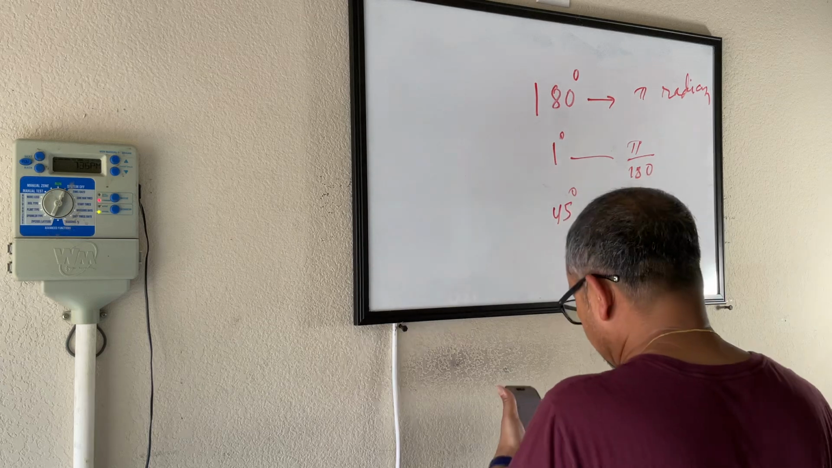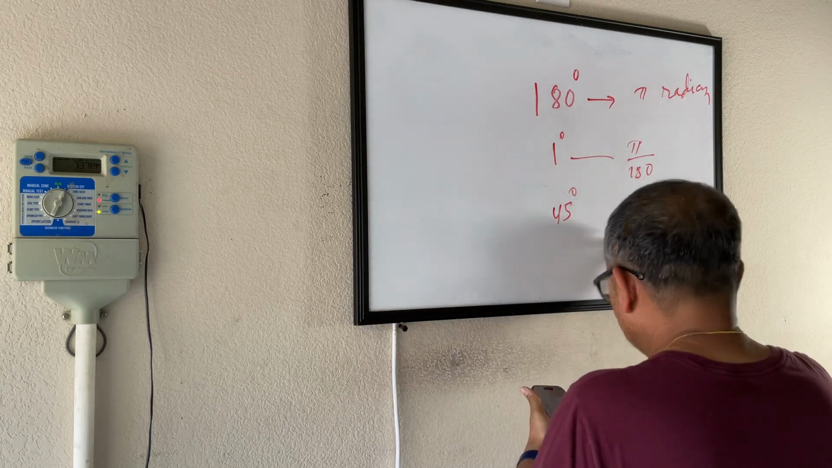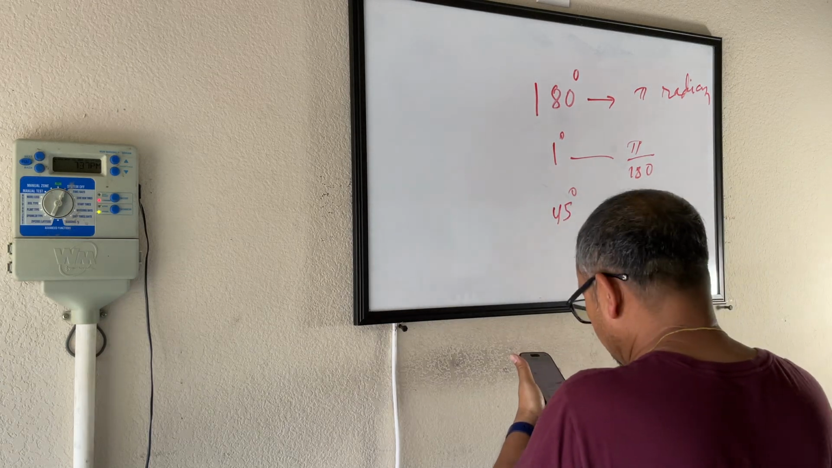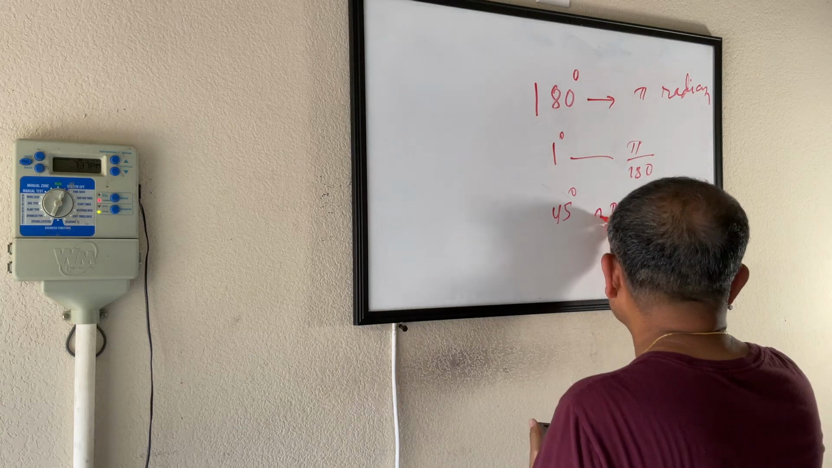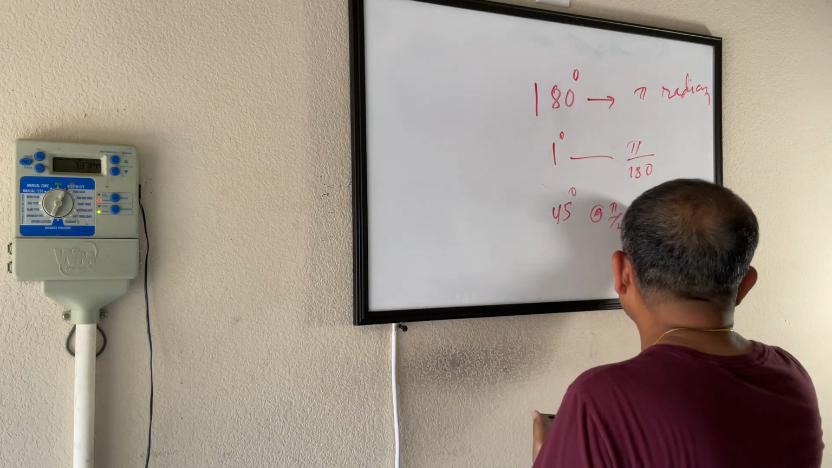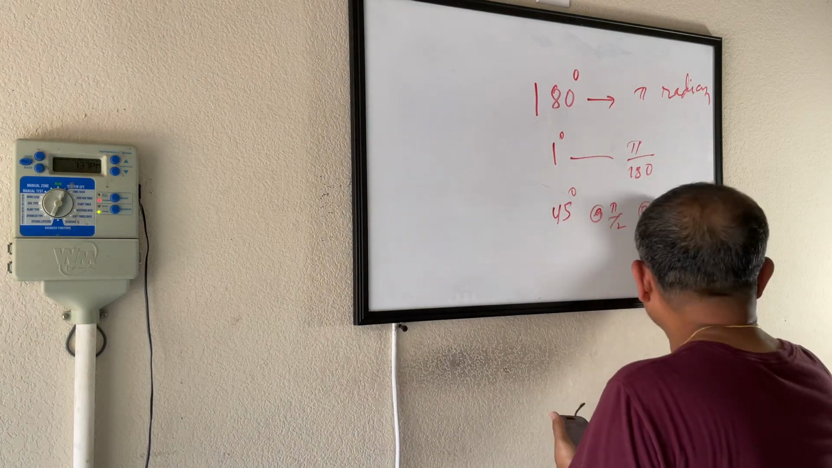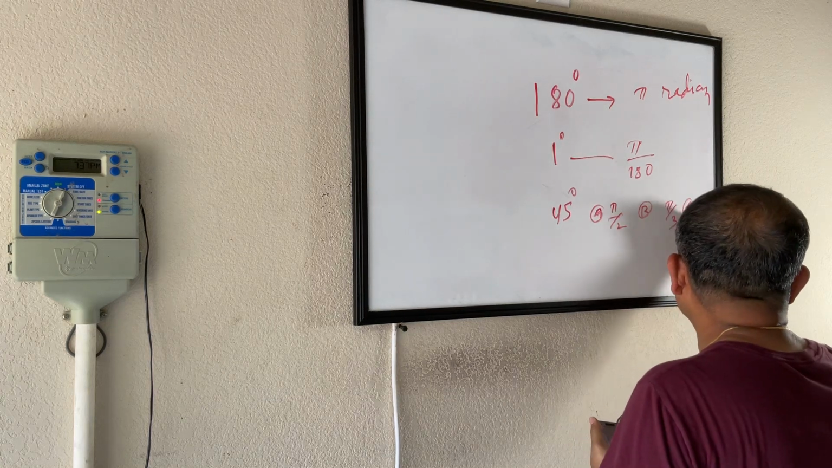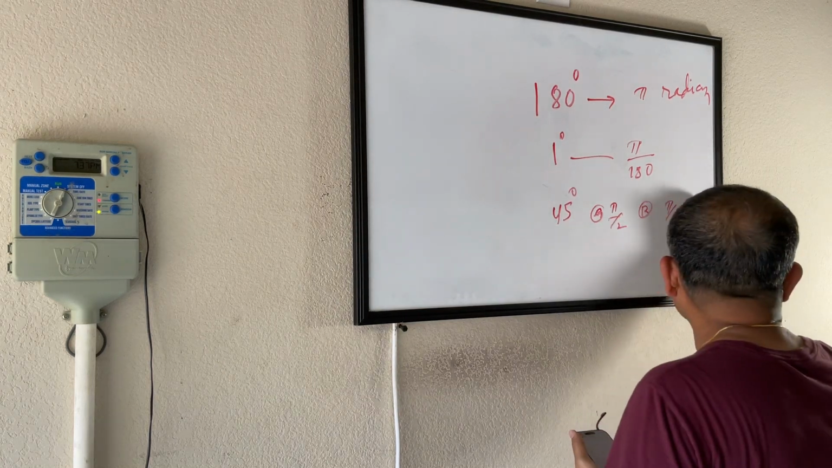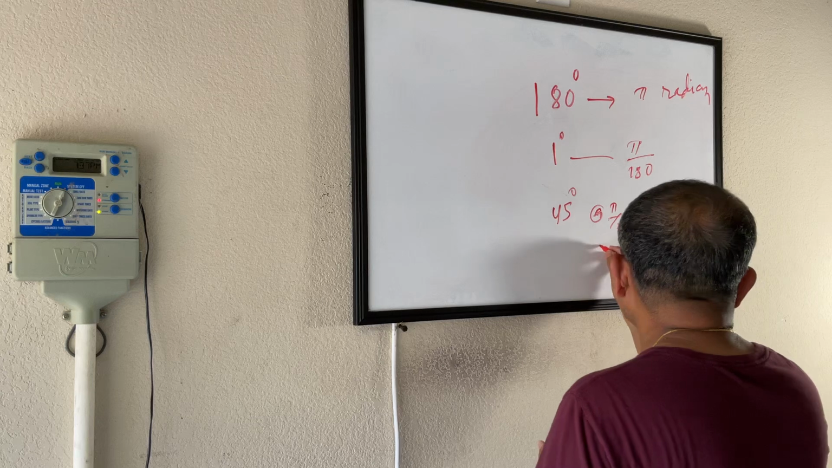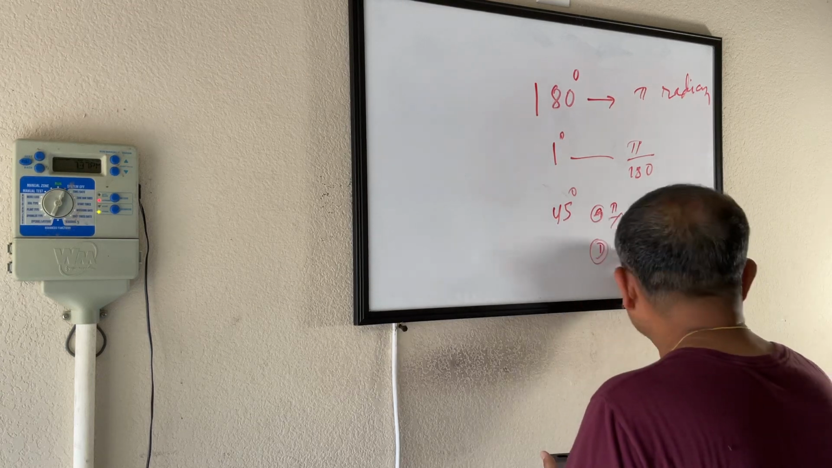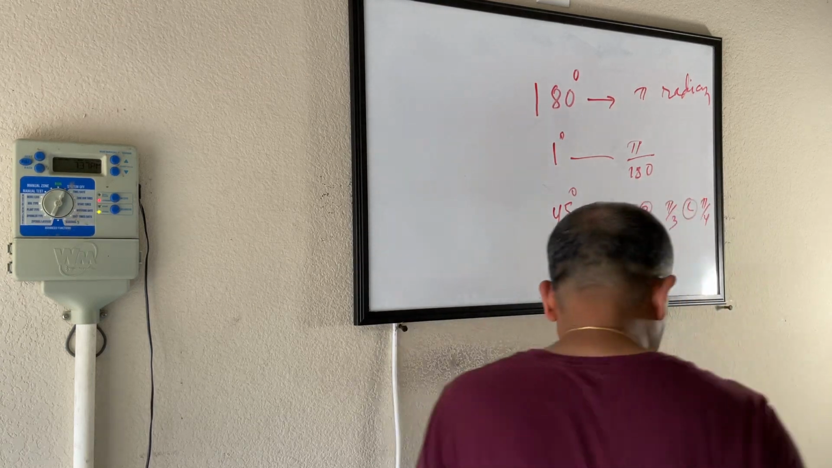45 degree in radian. Option 1 is given as pi by 2. Option 2 is given as pi by 3. Option 3 is given as pi by 4. Option D is given as pi by 6. Which one?